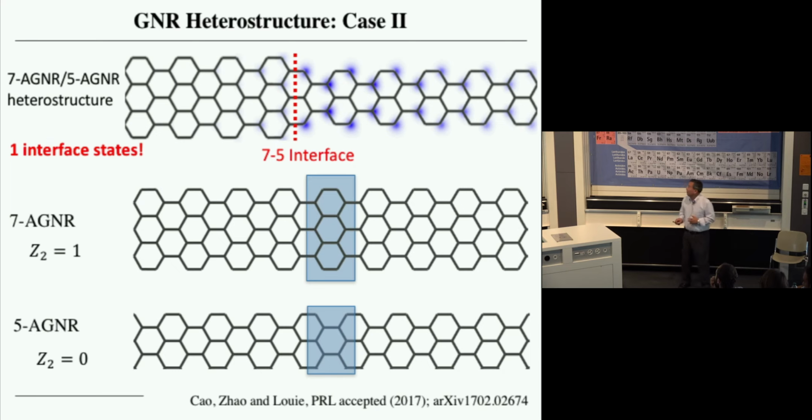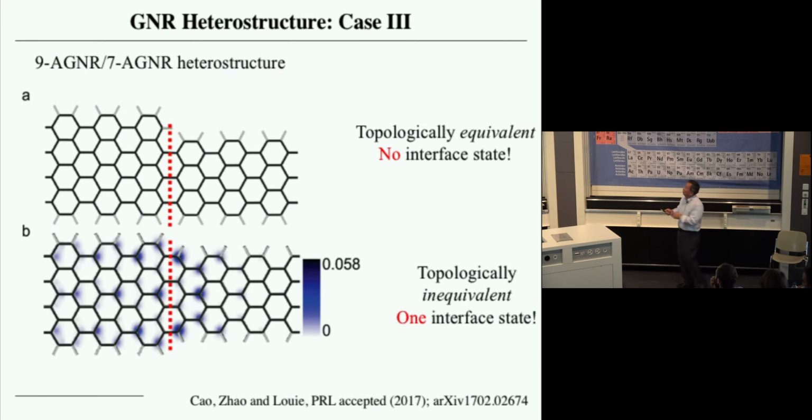So this is another example, a 9-7 junction. When I have an asymmetric junction, there's no interface state. When I have a symmetric junction, there is a nice interface state. Very counterintuitive. You would expect an interface state in the more asymmetric junction, but this is not always the case, depending on what ribbon you look at.